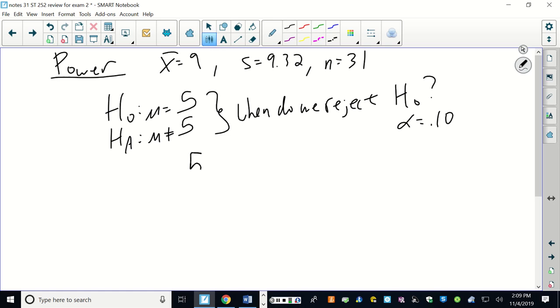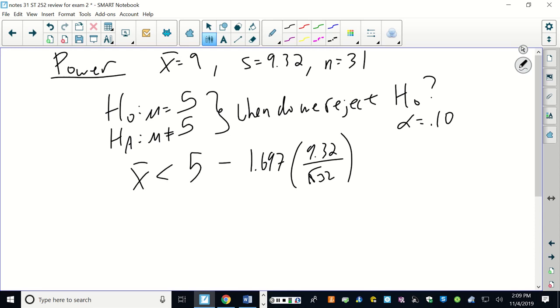is away from 5, minus, we have 1.967, 9.32 over the square root of 31. Okay. So if x bar is less than this thing, which is 2.16, which of course is the completely opposite way of the data, or x bar is greater than 5 plus that number, that's 7.84. So we reject 5 for greater than 7.84. So this gives us our so-called rejection region.